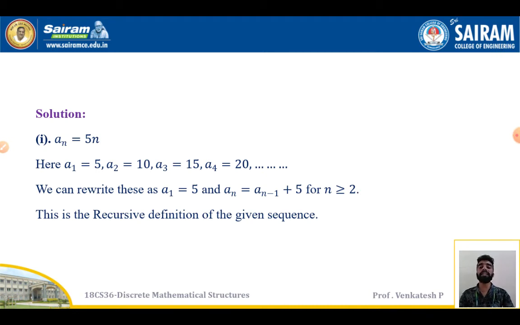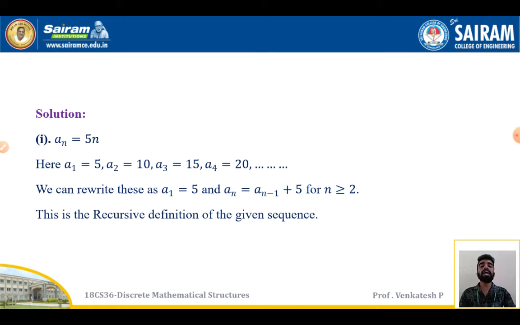They have given an is equal to 5 power n. The first step is what? We have to represent it explicitly. So if I replace n is equal to 1, I will be getting a1 is equal to 5, a2 is equal to 10, a3 is equal to 15, a4 is equal to 20. Fine? Okay. So first let me take a1 is equal to 5 only. Next, I am going to represent this in terms of recursive definition now.